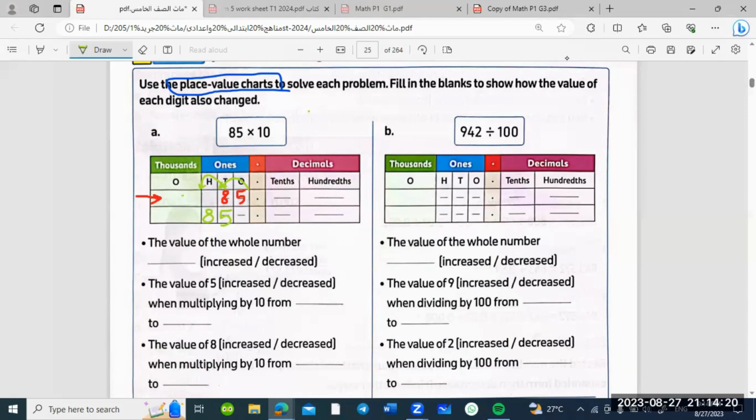That's when we multiply by 10, just one step. Because later we will move each digit 2 steps when you multiply by 100. Got it? When you multiply by 100, you will move each digit as we did here, but 2 steps to the next place value. So the 5 will be in hundreds and the 8 will be in thousands. Yes, excellent, Jana. Great job.